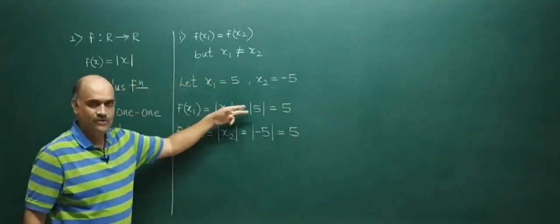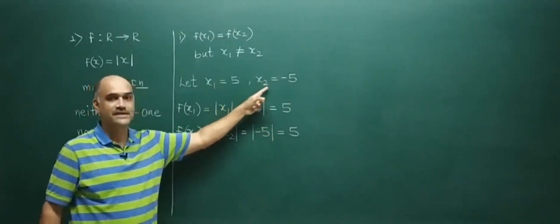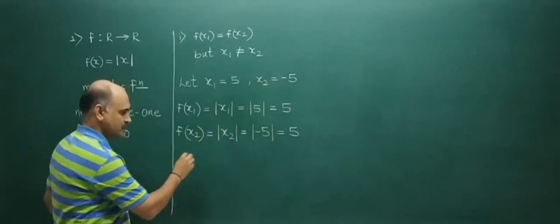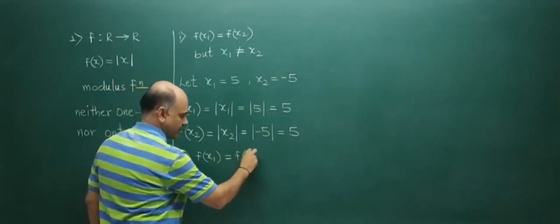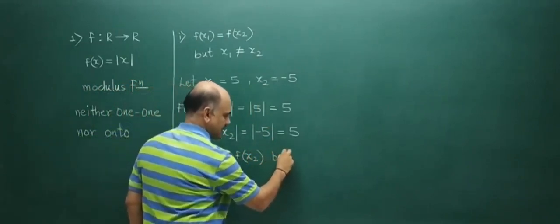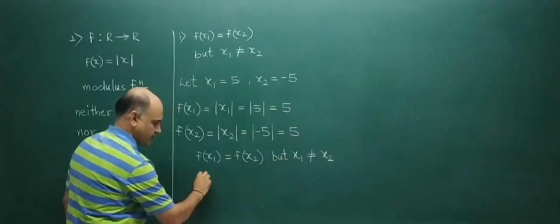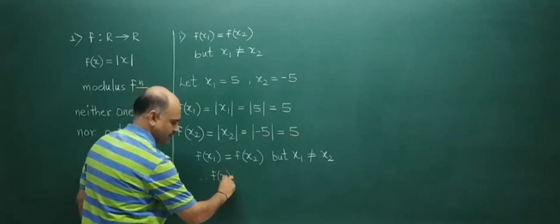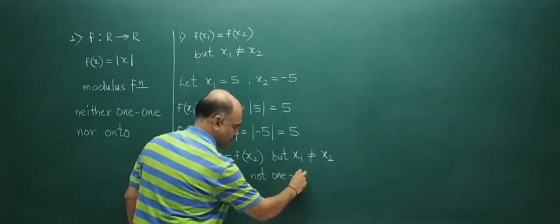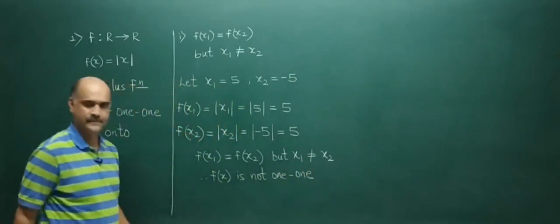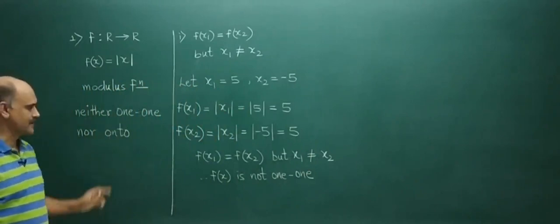So now if you observe over here, f of x1 is equal to f of x2, but x1 is not equal to x2. Therefore the function f of x is not one-one. Clear students? This is for the first, neither one-one.